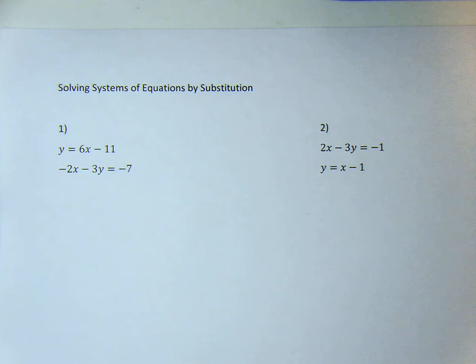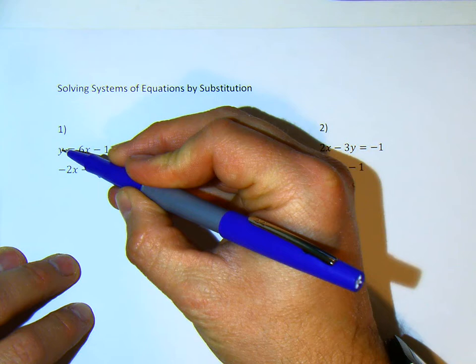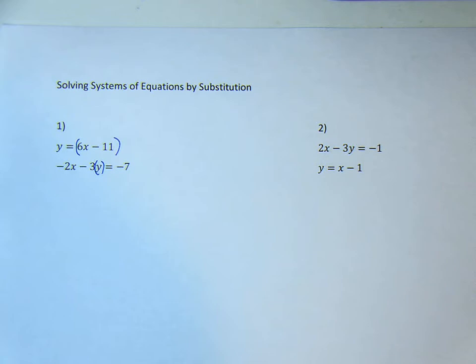These equations using substitution. So these are the exact same two problems from the intro to substitution. What we're going to do is substitute the value for y. So we're going to isolate for y and then take that value. We understand that y is equal to 6x minus 11. So now in the other equation, we can plug in 6x minus 11 instead of y.